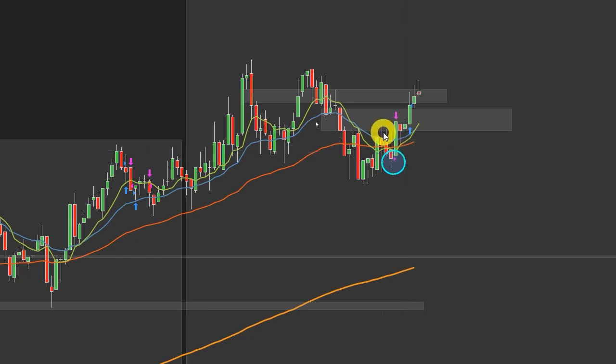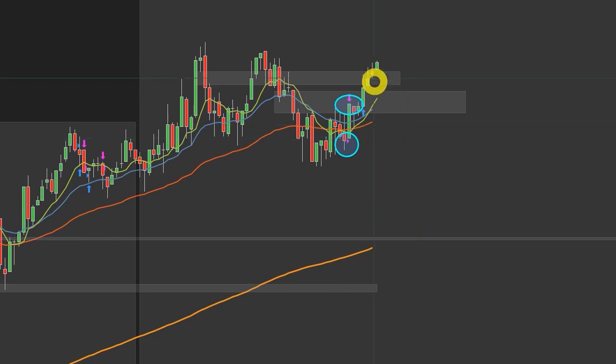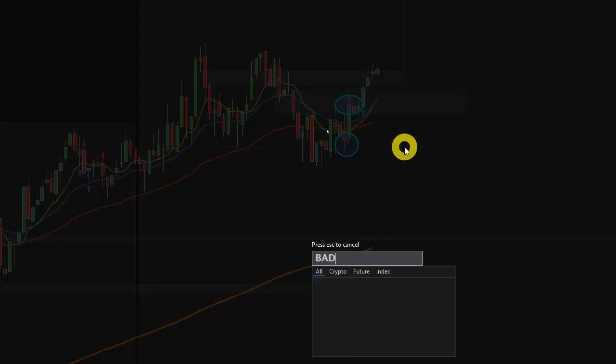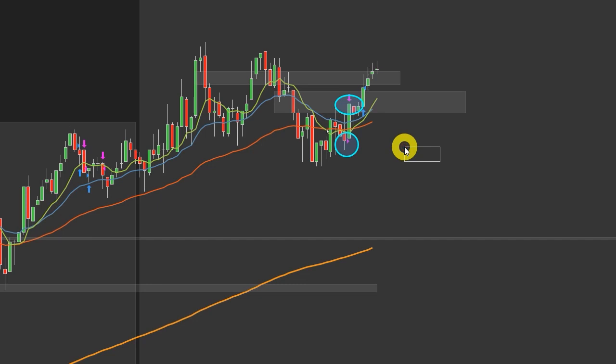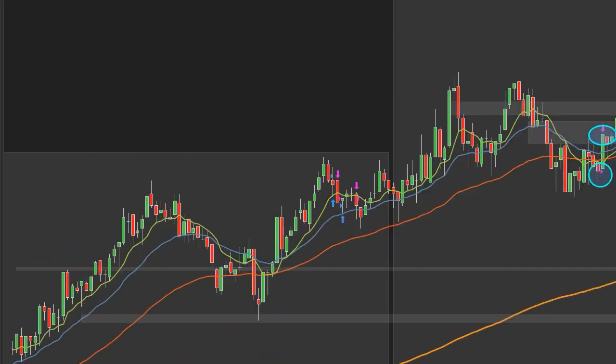If I would have gotten in up here, I would have broke even on that trade rather than having a loss. Because as soon as it went down, I would have moved my stop loss to break even. So bad entry, late entry on this. So I'm going to put that down, late entry. We'll just see what happens next.